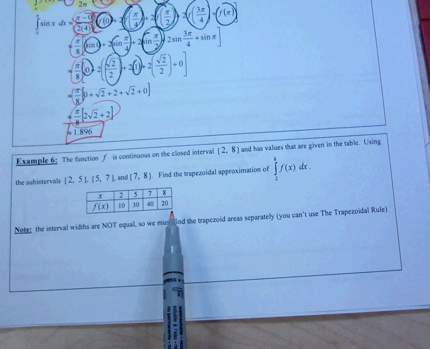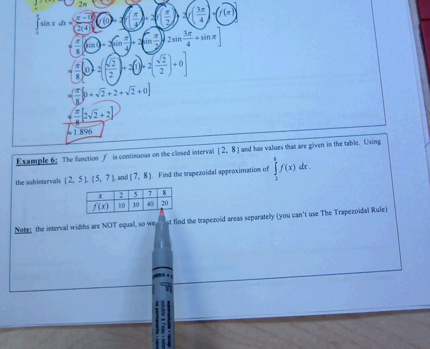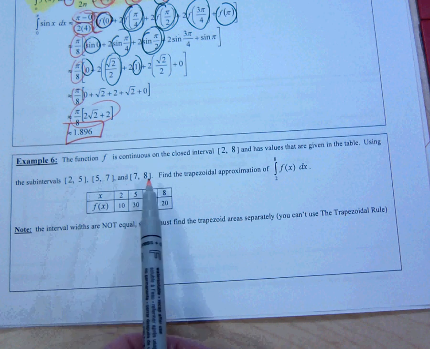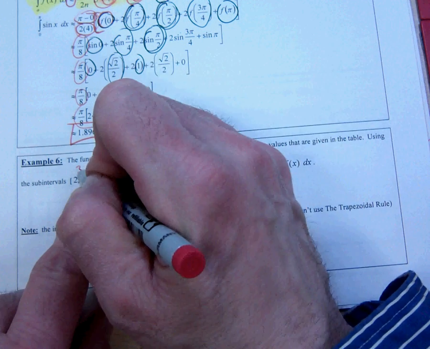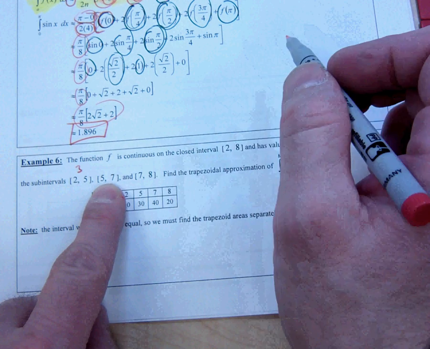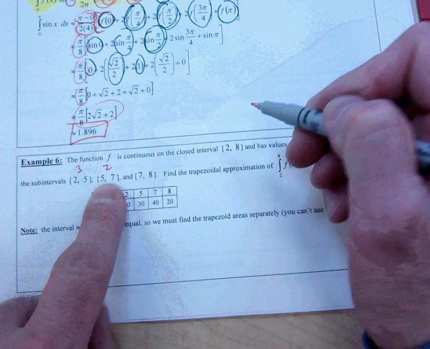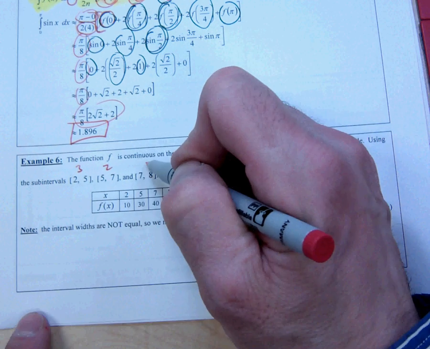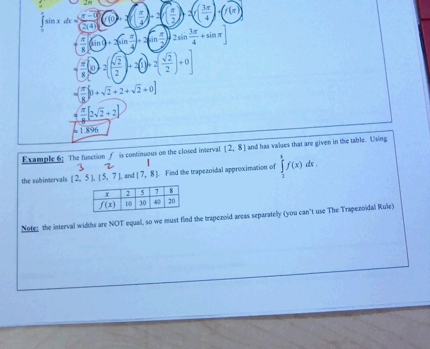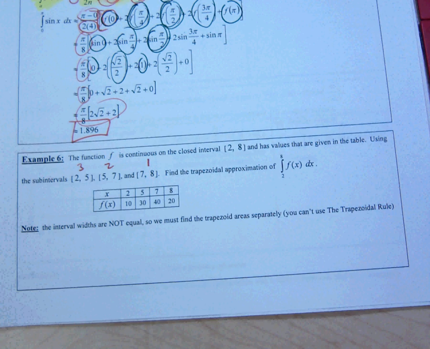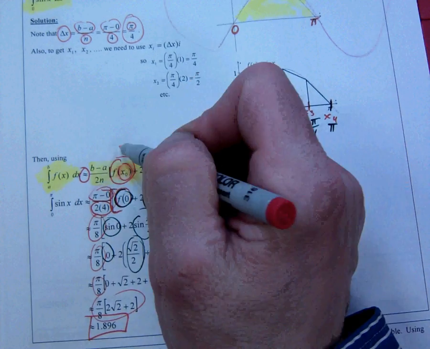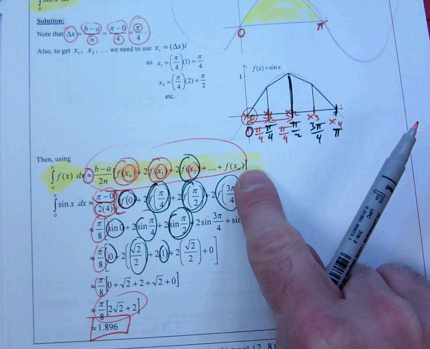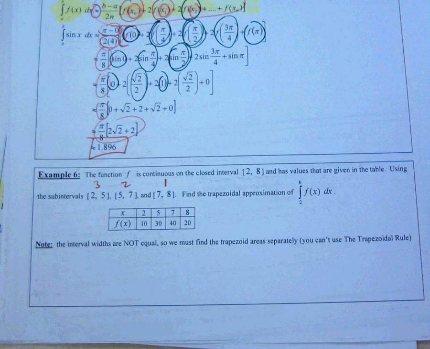Now, instead of using equal subintervals, they give you the specific intervals you want to use. The first subinterval goes from 2 to 5. How wide is that? 3. The second goes from 5 to 7. How wide is that? 2. The third goes from 7 to 8. How wide is that? 1. So even if you wanted to, you couldn't use the memorized rule, because the memorized rule requires equal subintervals. Everybody agree you cannot do it that way? Okay, good. So we're going to have to do it the easy way, which is the geometry way.